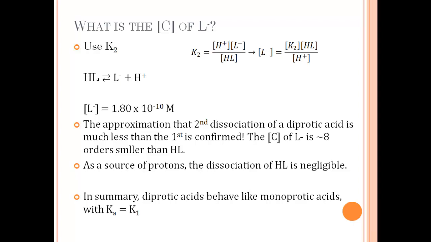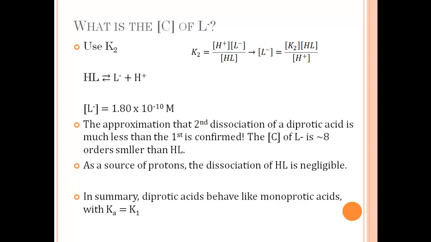Then we would take that HL and dissociate that. That's the second dissociation constant, which is shown right here. And what if I wanted to find the concentration of L minus? All I would do is use my K2. I know that the equilibrium expression is H+ times L minus divided by HL. I can solve for L minus by rearranging my terms, and that would give me K2 times HL over H+.